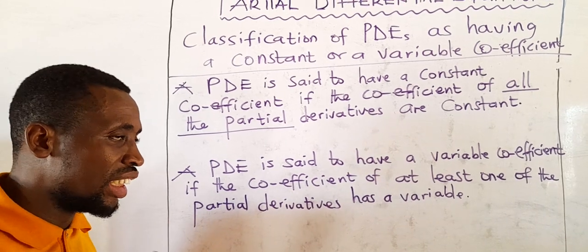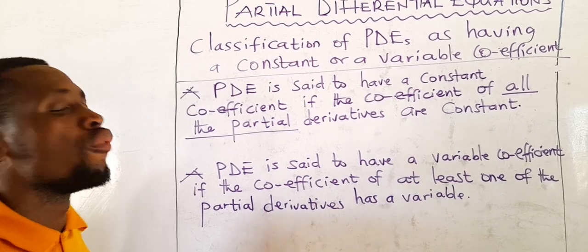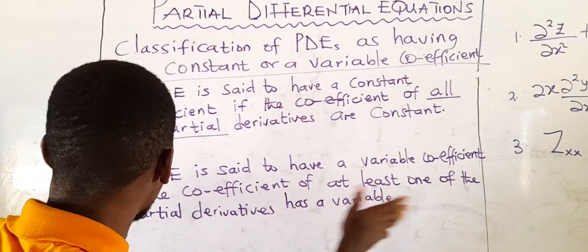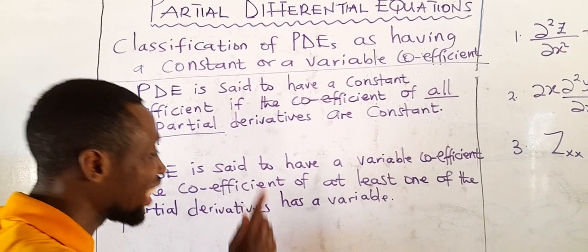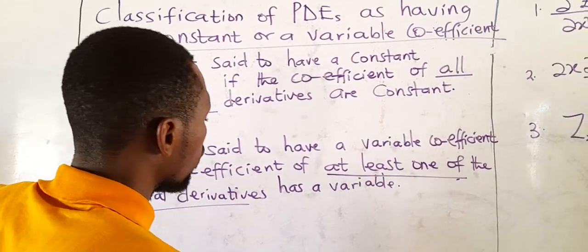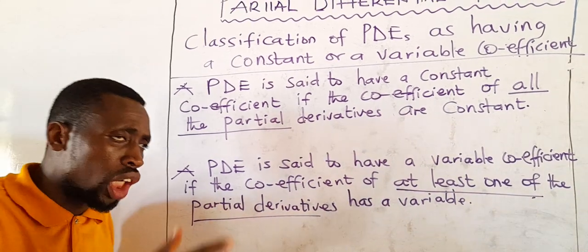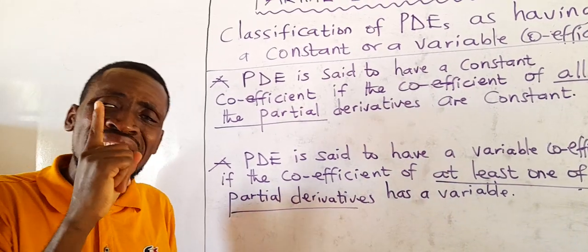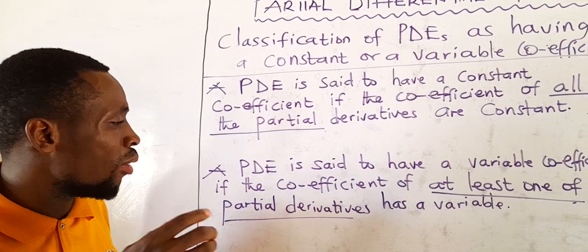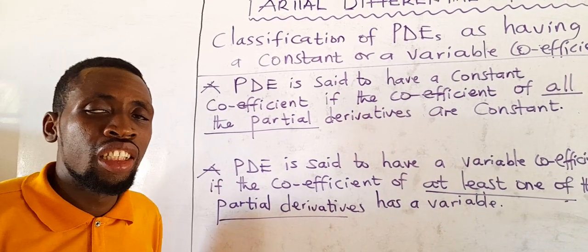then we say that the PDE has a constant coefficient. Then a PDE is said to have a variable coefficient if the coefficient of at least one of the partial derivatives has a variable. So you check all the partial derivatives. If at least one of them has a variable attached to it, then we say that the PDE has a variable coefficient.